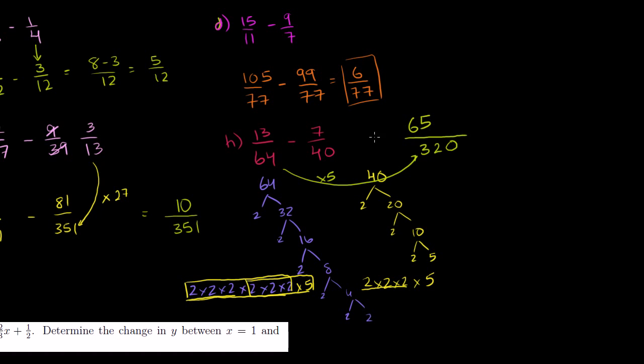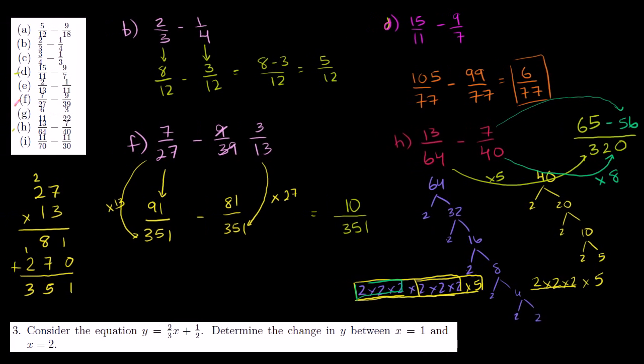So that is 65. And then to go from 40 to 320, we have to multiply by 8, right? We have to multiply by 8. And you can see that there. You have this other 3 2's, 2 to the third power. So we have to multiply by 8 over here. So 7 times 8 is 56. 7 times 8, so we have a minus 56 is equal to 65 minus 56 is 9. Is equal to 9 over 320. That was a little bit of a hairy problem, but we were able to power through it.